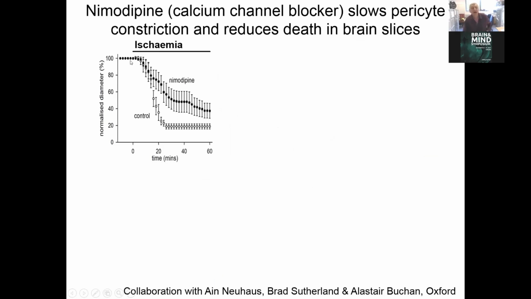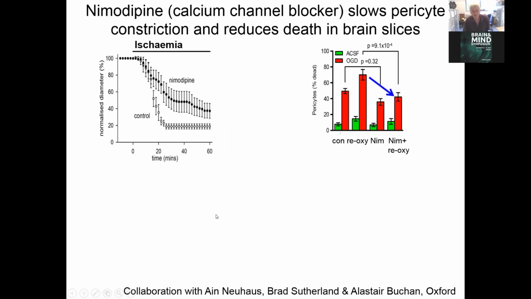If you have a calcium channel blocker present while you're doing this whole train of events, it slows the constriction of the pericytes because the calcium won't rise so much. It also reduces the amount of pericyte death occurring. Now we're using oxygen glucose deprivation. So the cells die during the OGD. They die even more afterwards, but you can prevent all that by having nimodipine present.